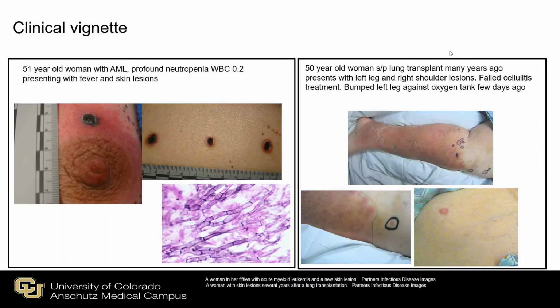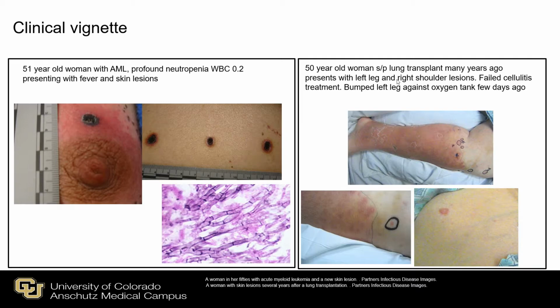Clinical vignette. So there are two cases here. Both are cutaneous fungal infections. First one is a 51-year-old woman with acute myeloid leukemia, profound neutropenia with WBC of 0.2. She presents with neutropenic fevers and she has these necrotic skin lesions. We take a biopsy and we see the structure here. I'll come to this in a minute.